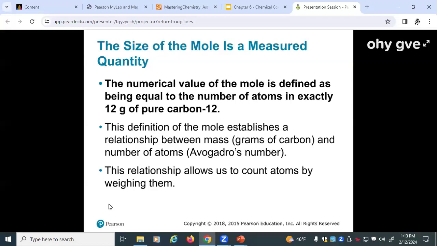We have defined mass according to the carbon-12 isotope. By definition, 12 grams is equal to 1 mole of carbon-12 atoms. That's how we've defined mass for ourselves. Seems a little bit weird, seems a little bit kooky, but every definition system has to have its start.